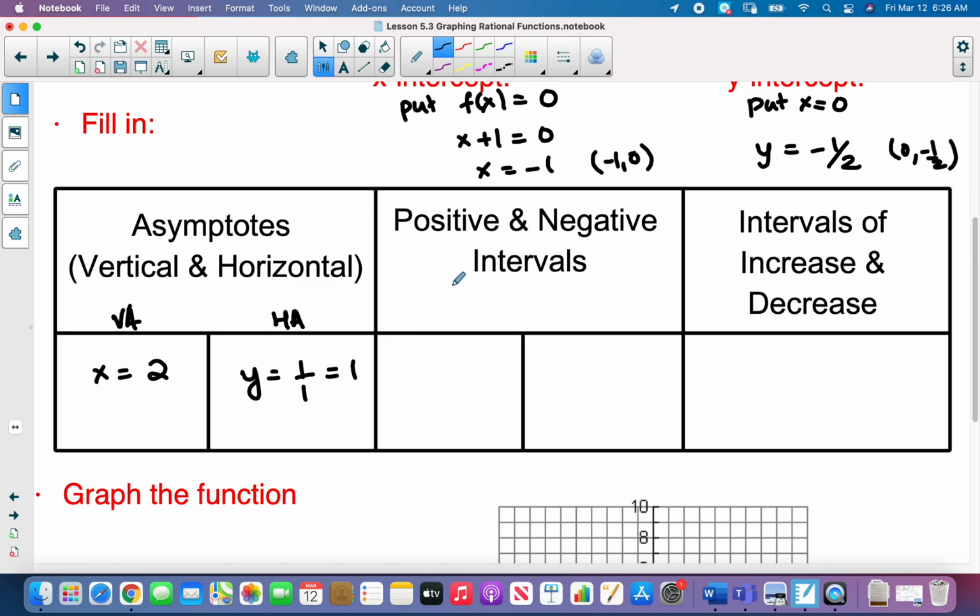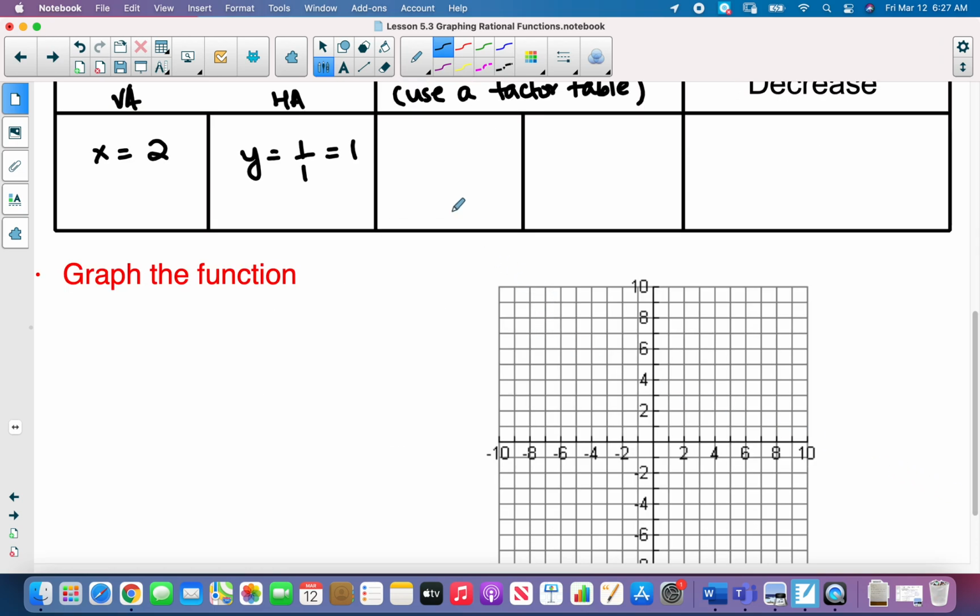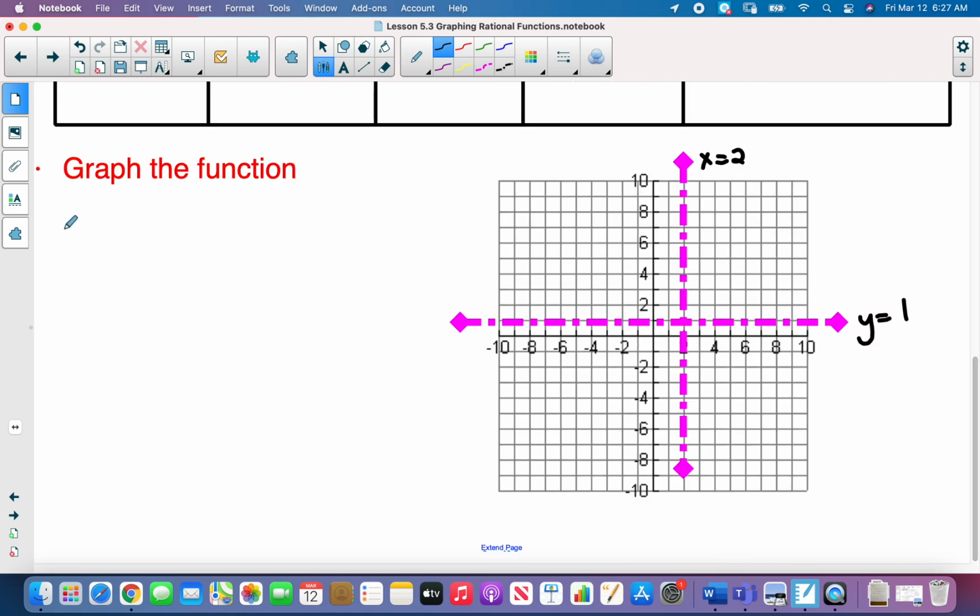And to find the intervals where the function is positive and negative, you're going to use a factor table, like we did in the last unit. So we can actually just go ahead and draw the asymptotes we have. One is at y equals 1, which is right here, and the other one is at x equals 2, which is right here. We can write their equations, x equals 2 and y equals 1. And to get more points, we can use the factor table.